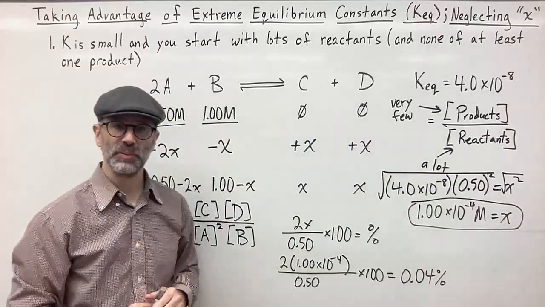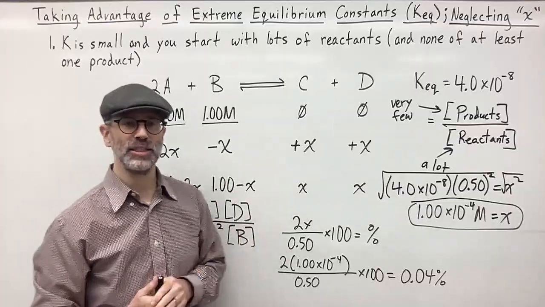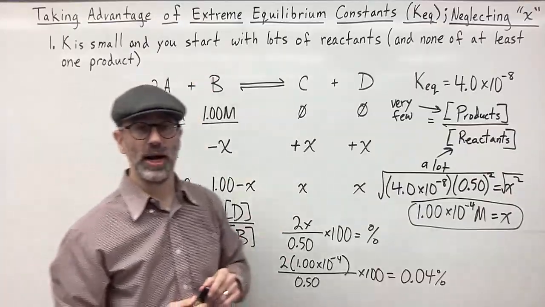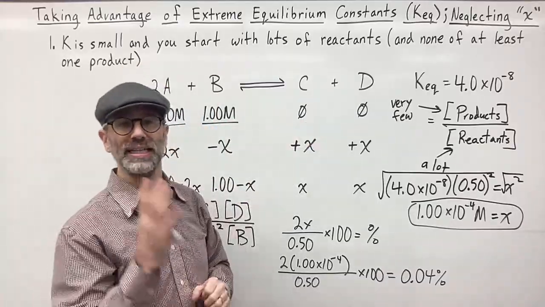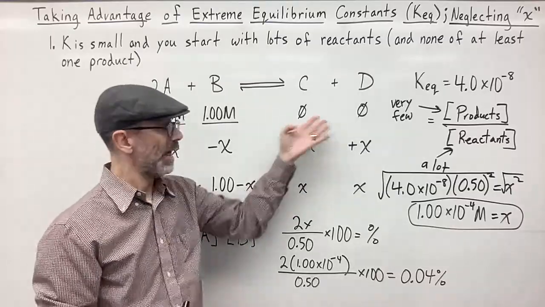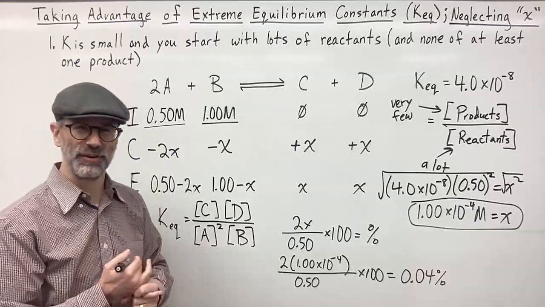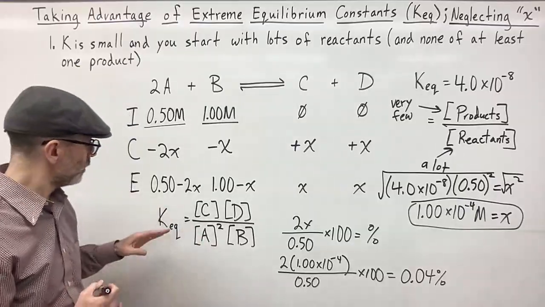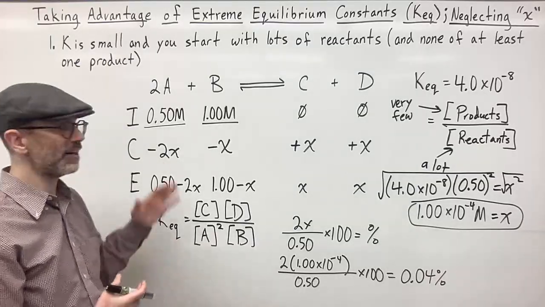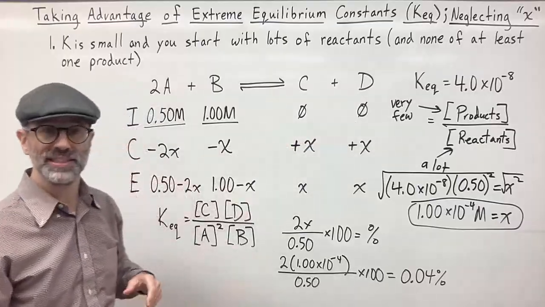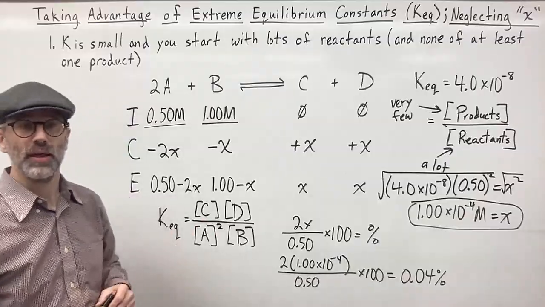And that, ladies and gentlemen, is how you can take advantage of this extreme situation. Again, in this situation, X is really small and at least one of your products is 0. So anytime you have a situation where X is very small, your equilibrium constant is really small, and one of your products is 0, you can use this methodology to help you solve that problem.